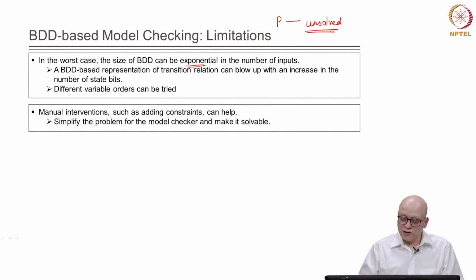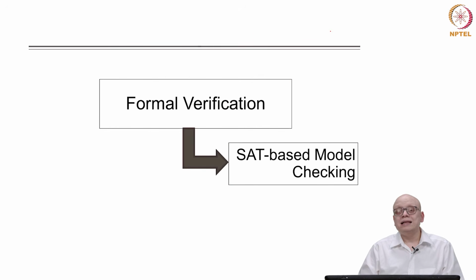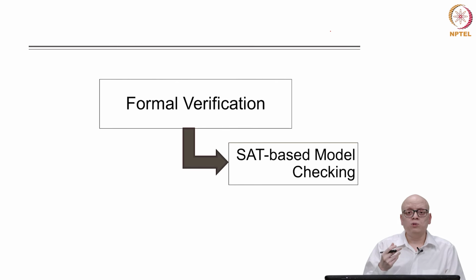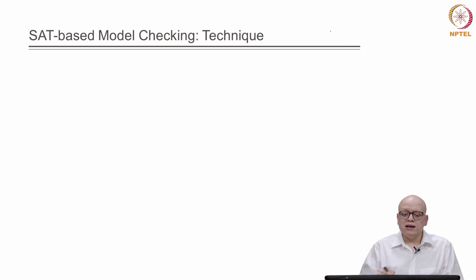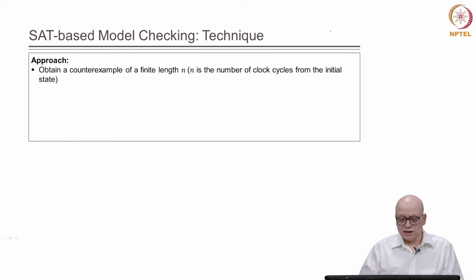The other way to do model checking is SAT based model checking. In some sense it avoids the problem of memory blow up of BDDs. One of the ways in which SAT based model checking is done is finding the counter example for a given property.